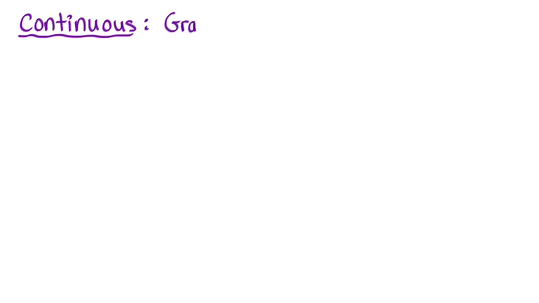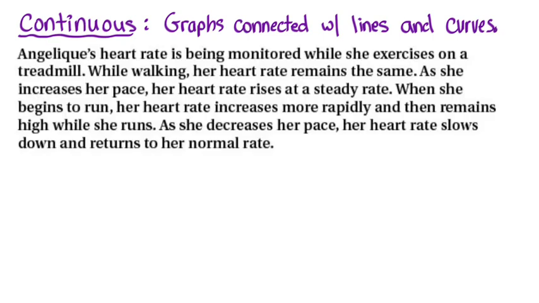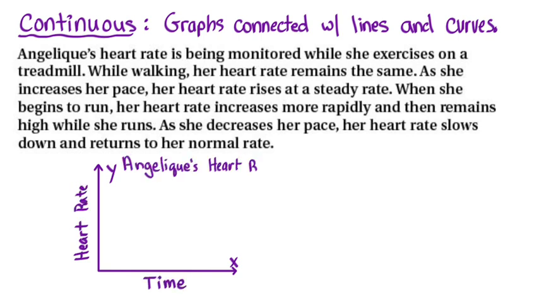A continuous graph is a graph that connects the lines because everything in between could be a part of the solution. For example, Angelique's heart rate is being monitored while she exercises on a treadmill. While walking, her heart rate remains the same, and as she increases her pace, her heart rate rises at a steady rate as well. When she begins to run, her heart rate increases more rapidly and then remains high while she runs, right? So while she's walking, it's a nice steady rate.